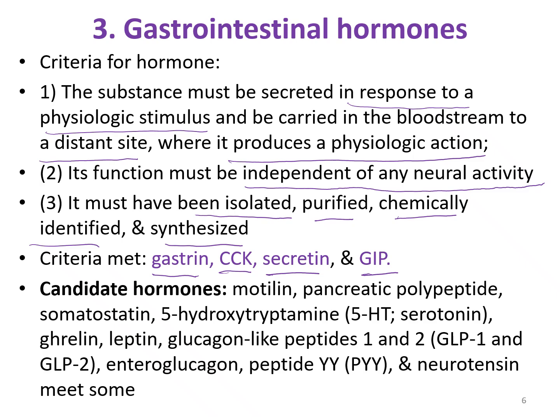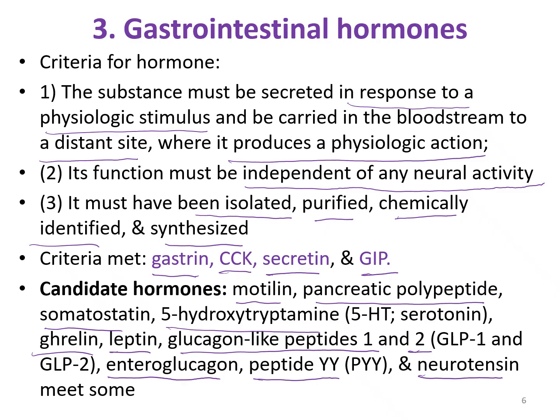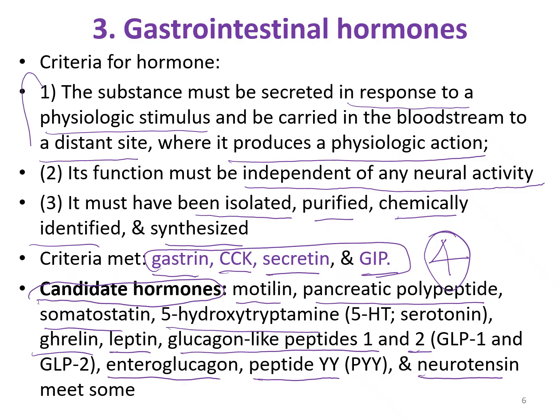In addition to this, there are several candidate hormones. They don't meet all the criteria, but they meet some of the three, like motilin, pancreatic polypeptide, somatostatin, 5-hydroxytryptamine, ghrelin, leptin, glucagon-like peptide 1 and 2 (GLP-1 and 2), enteroglucagon, peptide YY, and neurotensin. Since they met only some of these criteria, they are called candidate hormones. These four are the primary hormones; they met all three criteria.